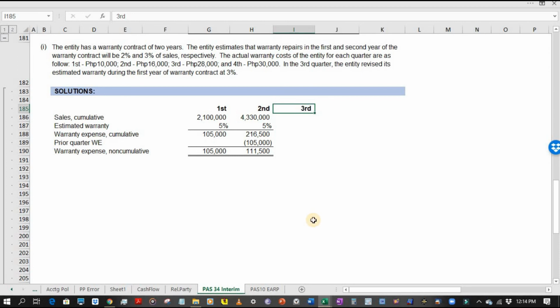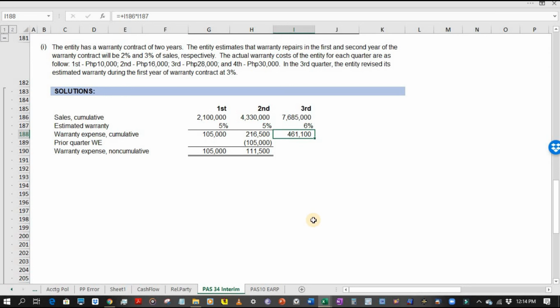So now let us start the computation. So the sales for the first 9 months, which is the cumulative amount, is 7,685,000 pesos. And this is for the first 9 months, which started January. And the revised estimated warranty percentage is 6%. So it means that for the first 9 months, we should have already recorded a warranty expense of 461,100 pesos. Again, the 461,100 pesos should be the warranty expense that should have been recorded already for the first 9 months.